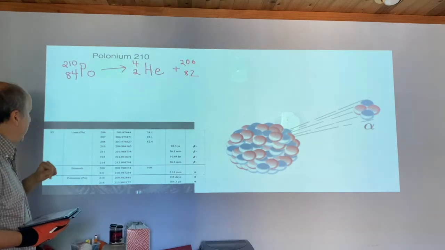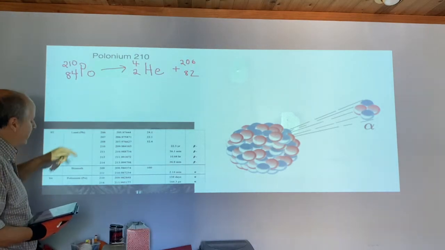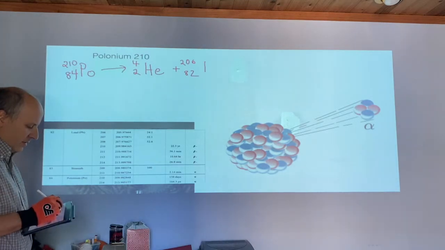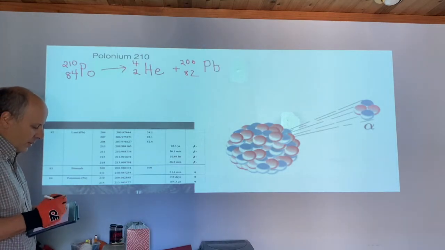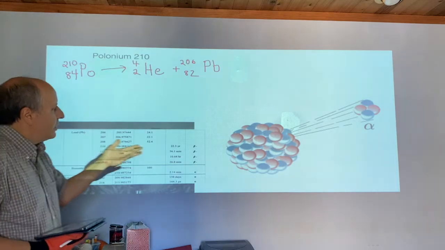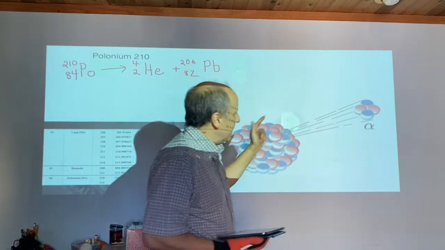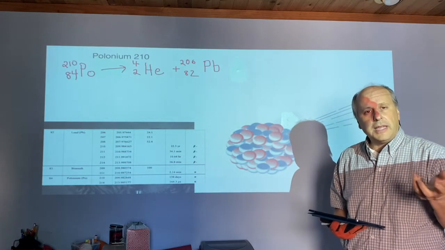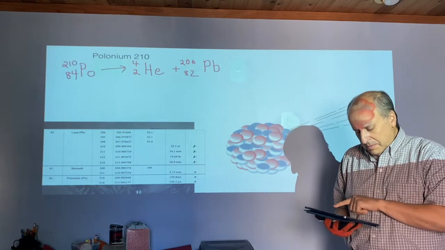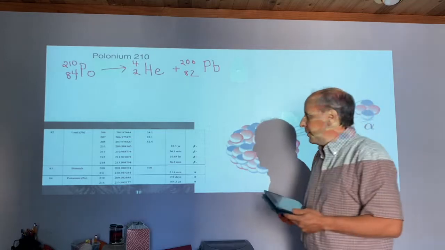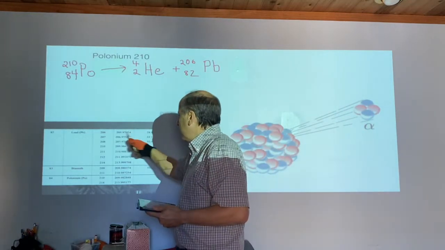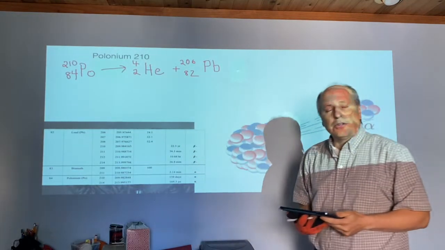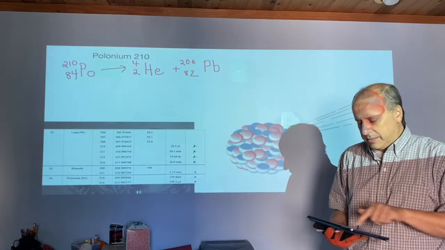What is element 82? It turns out that that is lead. So this polonium will have turned into lead by giving off an alpha particle. It will have turned into a more stable nucleus. And in fact, if we look at lead-206, it doesn't decay at all, so it turned into a perfectly stable nucleus.